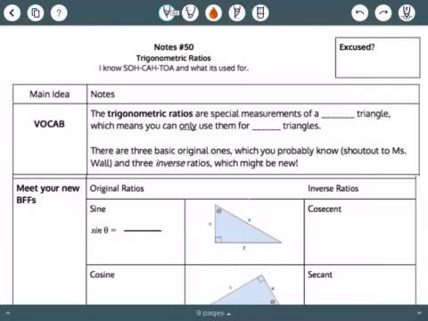Hey guys, today we're doing notes 50. So this is trigonometric ratios, and it's our friend SOHCAHTOA. So that's what we'll be thinking about today.